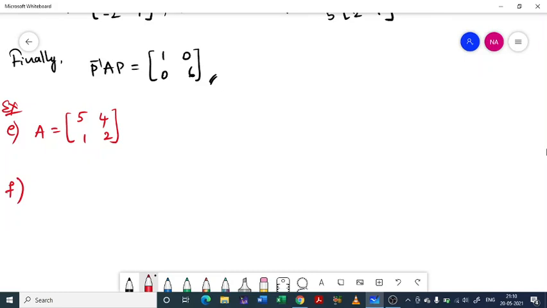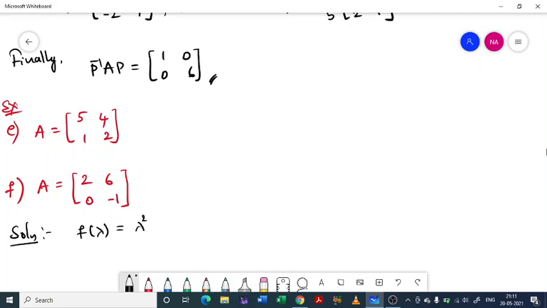Problem F is the matrix [2 6; 0 -1]. Solution. The characteristic polynomial f of lambda is lambda squared minus the trace, which is 2 minus 1 = 1, times lambda, plus the determinant. So lambda squared minus lambda minus 2 equal to 0.